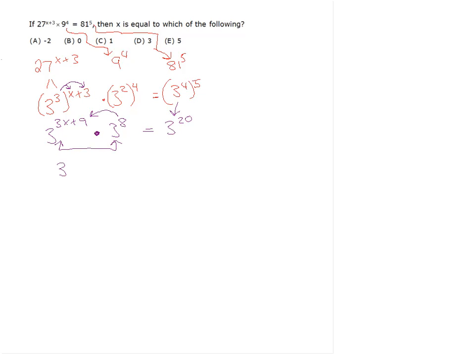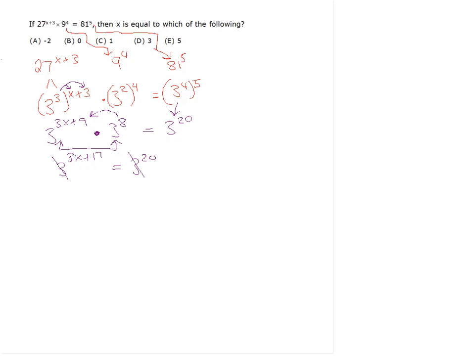More times than not, I see students making the mistake of multiplying 3x plus 9 by 8 instead of adding the 8 to it. So when you do add the 8 to it, you get 3x plus 17 equals 3 to the 20. Drop your bases. And this is important, because at this point, where you have the same base on either side of the equal sign, you're allowed to drop those bases and equate the exponents.